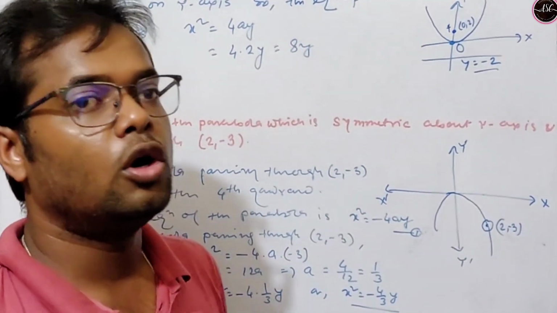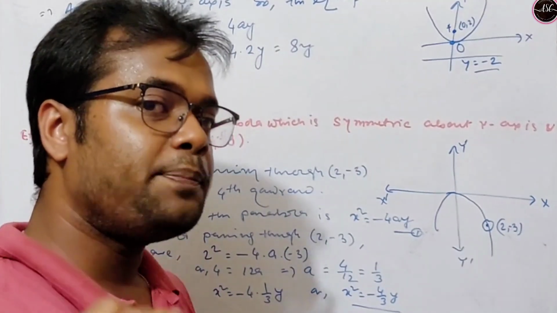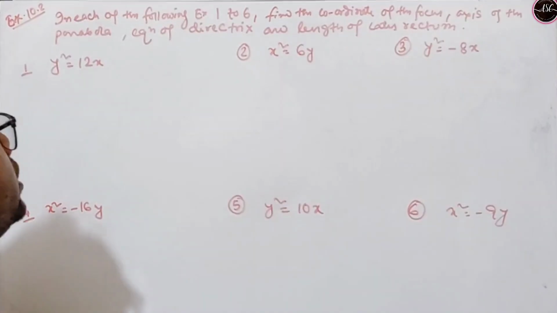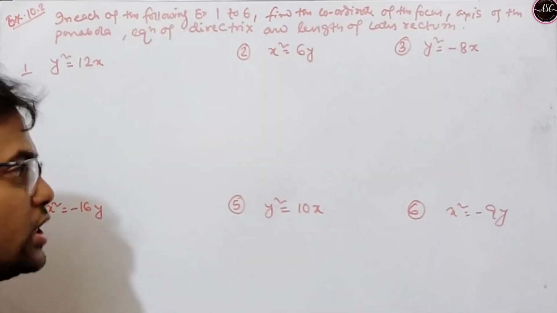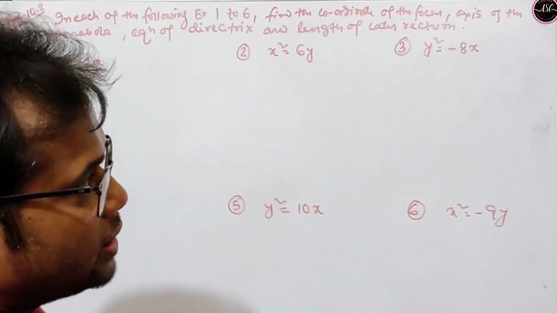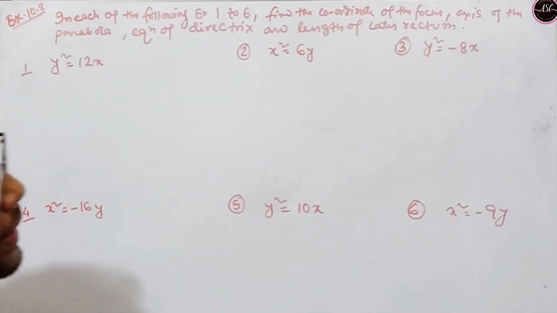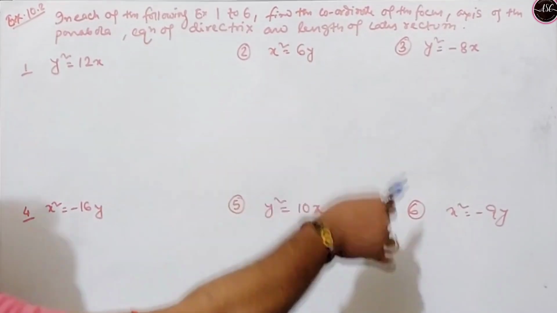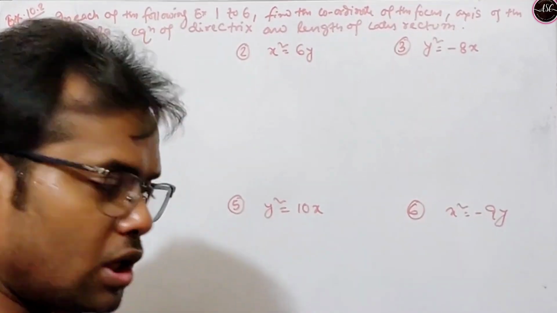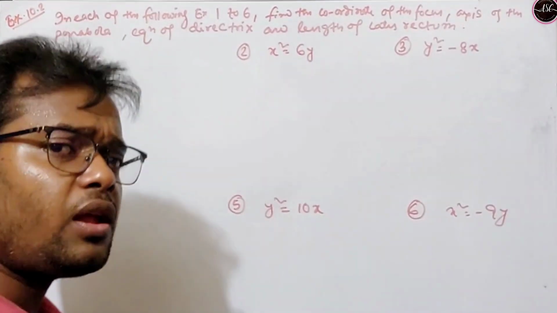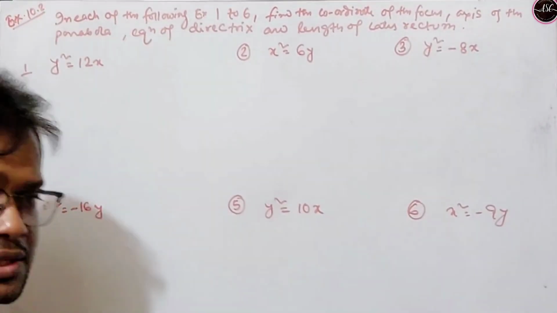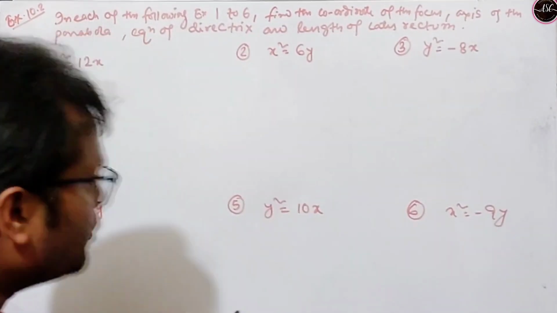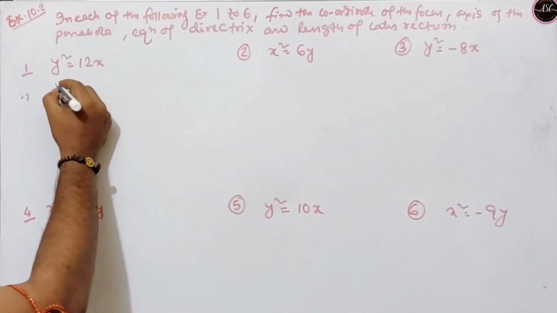Now we are going to solve exercise 10.2 of your NCERT textbook. Just look at this question: in each of the following exercises 1 to 6, find the coordinates of the focus, axis of the parabola, equation of the directrix and length of the latus rectum. Each of these is the equation of a parabola. From this we have to find the focus, the axis, the equation of the directrix and the length of the latus rectum. So for the first, y square is equal to 12x.